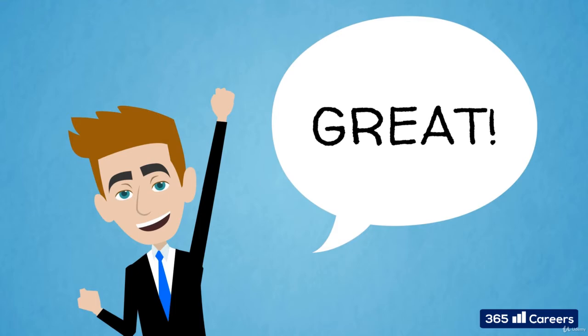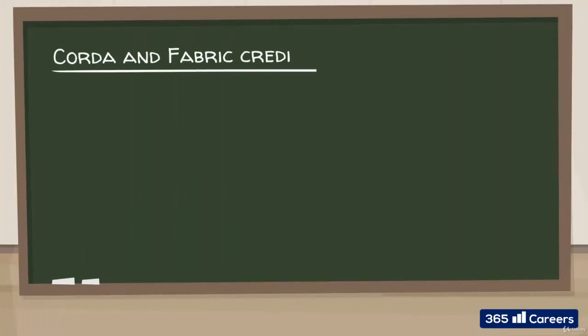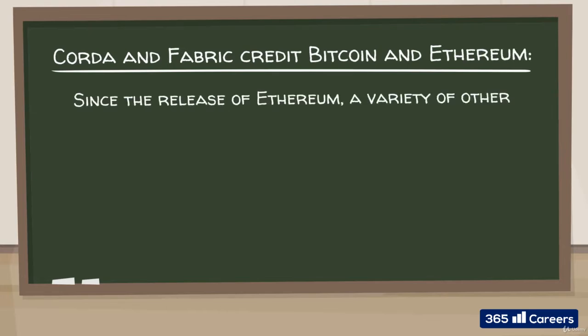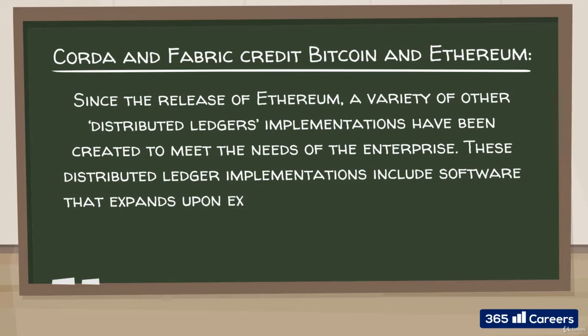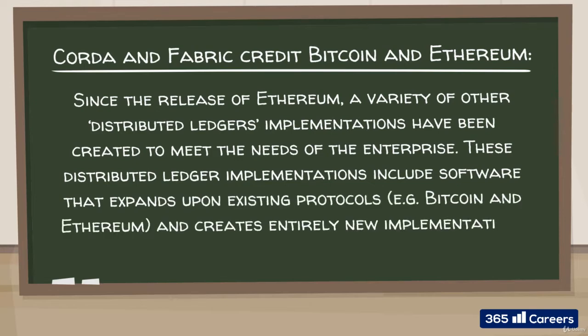The evolutionary process of deriving new enterprise blockchain solutions from the leading public blockchains is described neatly as follows. Since the release of Ethereum, a variety of other distributed ledgers implementations have been created to meet the needs of the enterprise. These distributed ledger implementations include software that expands upon existing protocols, for example, Bitcoin and Ethereum, and creates entirely new implementations, Corda and Fabric.